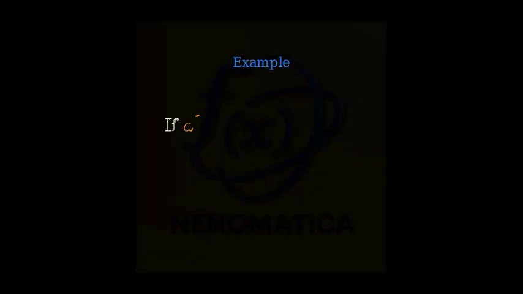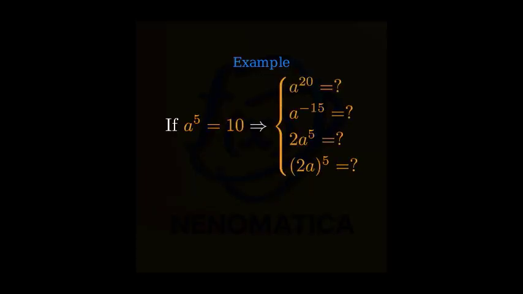Let's start with the following example. If a raised to the power of 5 equals 10, we need to find the value of, first, a raised to the power of 20. Second, a raised to the power of negative 15. Third, 2 times a raised to the power of 5. And fourth, the quantity 2a raised to the power of 5.